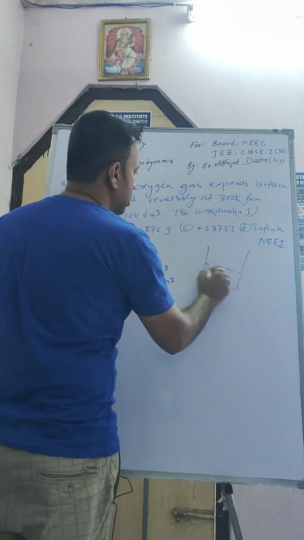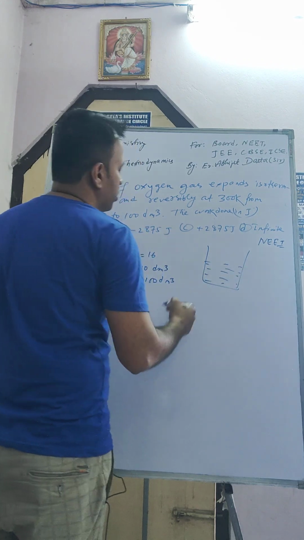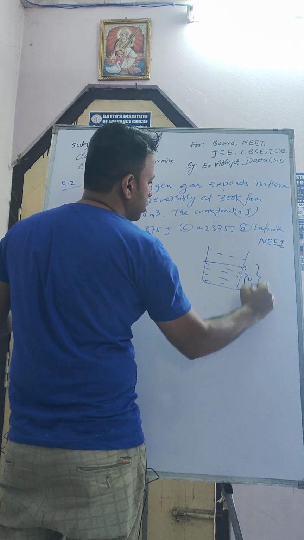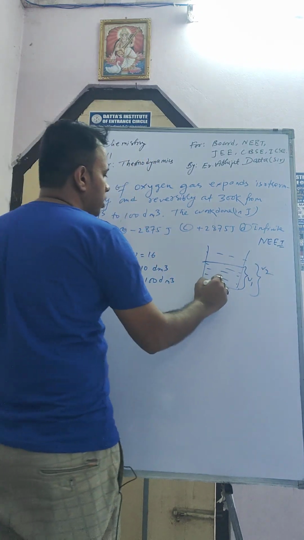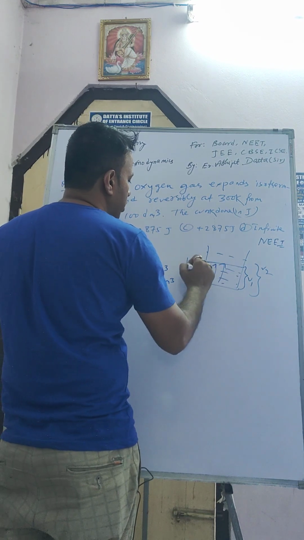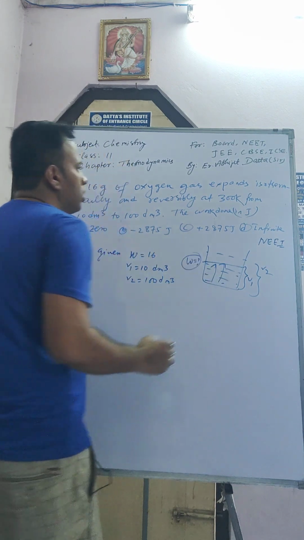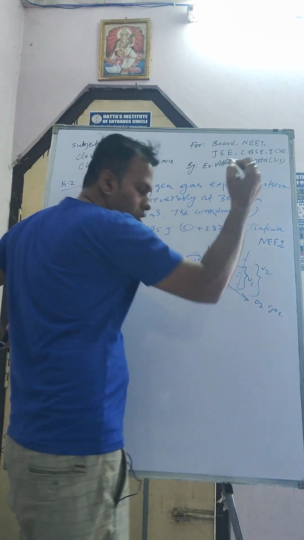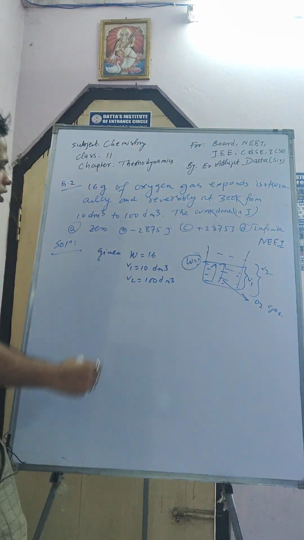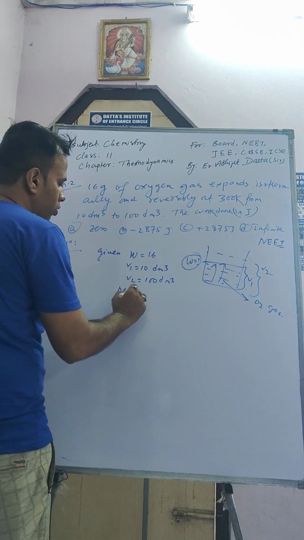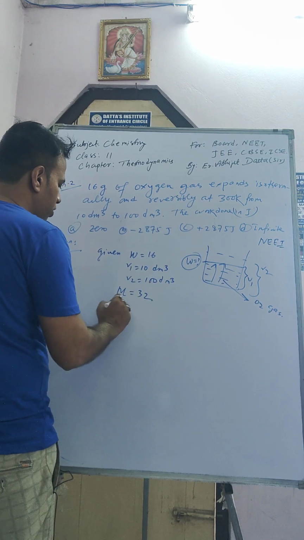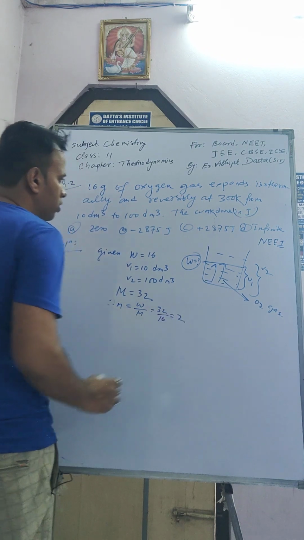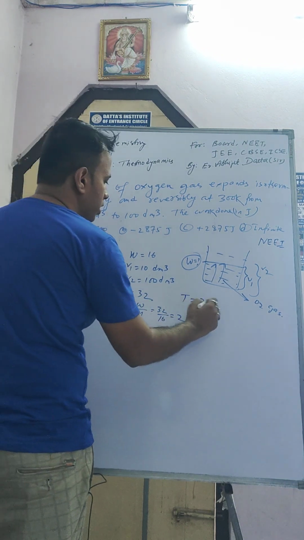So here the initial volume is V1 and the final volume is V2. There will be some work done, and work done is what we have to find out. And this one is oxygen gas. Now for oxygen, the molecular mass of oxygen is 32. So n will be W by M, that is 16 by 32, which is 0.5. Temperature is given here as 300 kelvin.